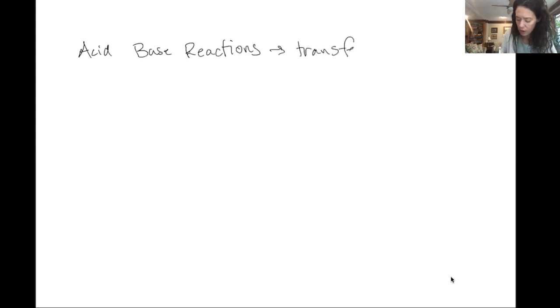What we want to focus on here is that when we talk about acid-base reactions, we have a transfer of hydrogen ions.